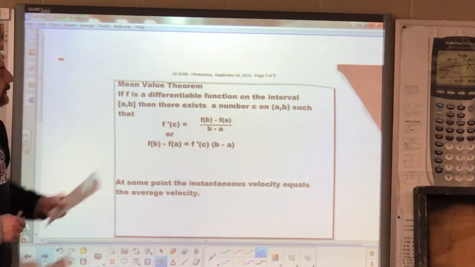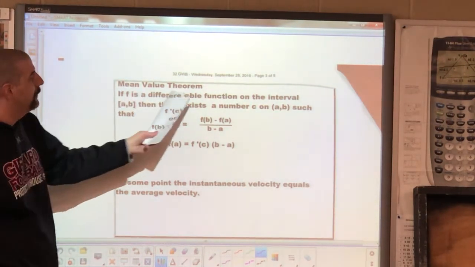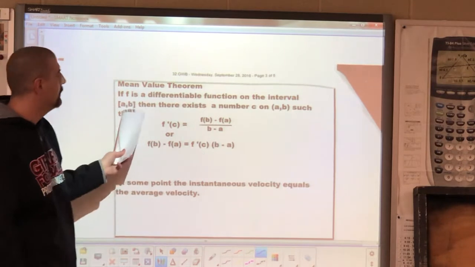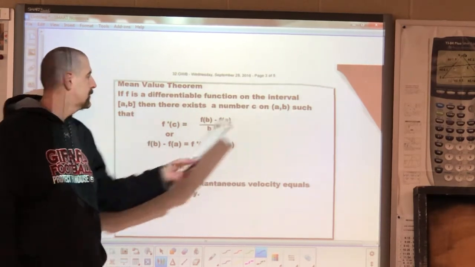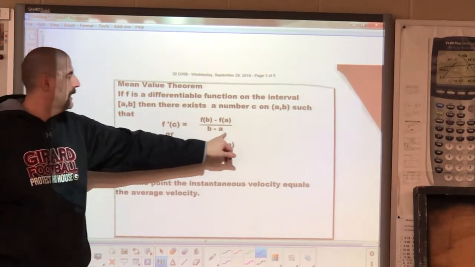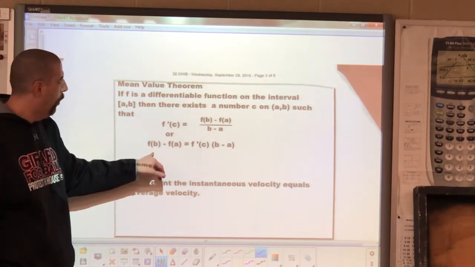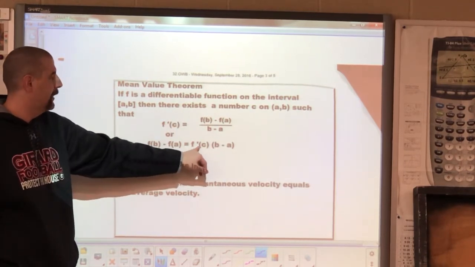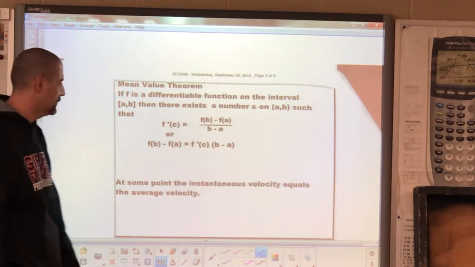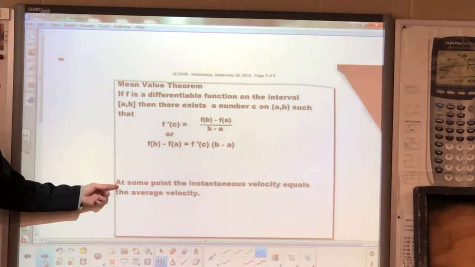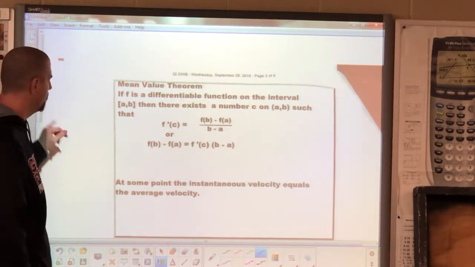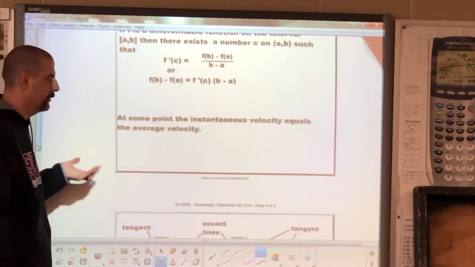And now we're going to talk about the mean value theorem. If you have a differentiable function on the interval a to b, there exists a number c such that f prime of c is the slope, or f of b minus f of a equals f prime of c times b minus a. At some point, the instantaneous velocity equals the average velocity. So that's what the mean value theorem says.